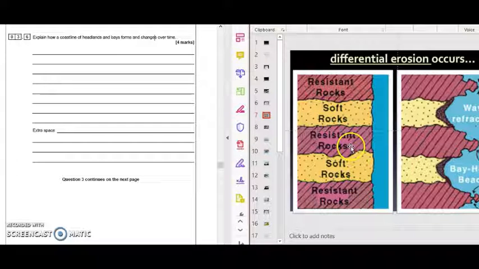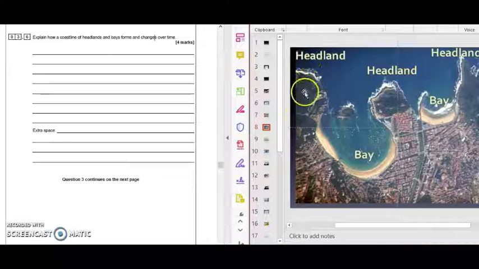Now, the key thing to remember here is the soft rock erodes quicker than the hard rock. Now, I always suggest, rather than using the word erosion, which is good, can you be even more specific? So, for instance, you could say soft rock erodes quicker because of hydraulic action or corrosion. Now, what happens at that point then is, as you can see here, this used to be hard rock, soft rock, hard rock, soft rock. The soft rock is eroded, and has created bays.